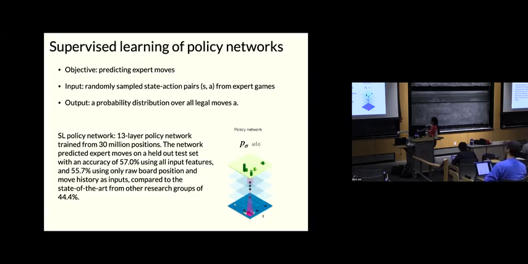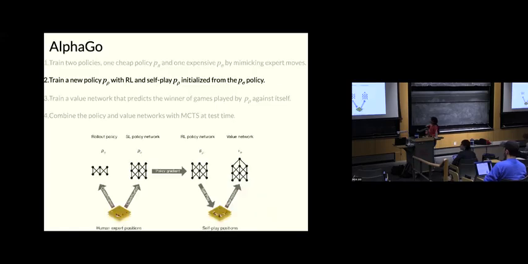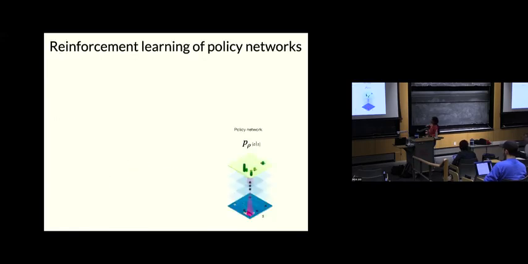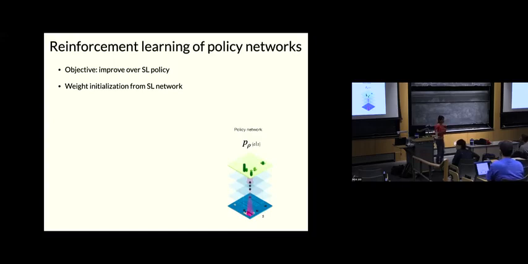So the supervised learning 13-layer policy is the expensive one. There is a much shorter one, which is the cheap one. Now, second, comes the reinforcement learning. So we're going to start now doing self-play. My goal is to improve over my supervised learning policy.